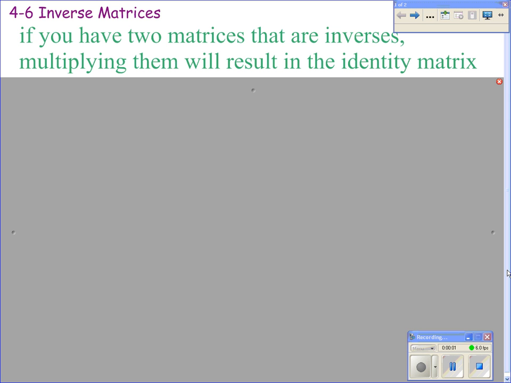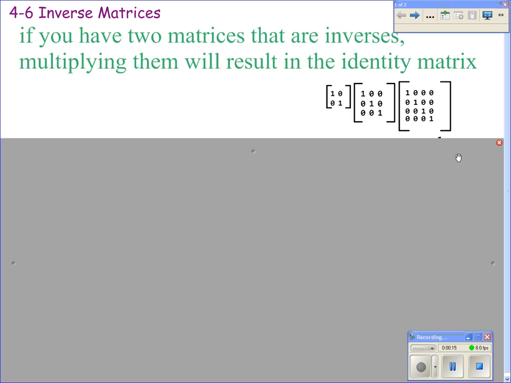All right, last section of the year. So we're looking at inverse matrices. If we have two matrices that are inverses, when we multiply them, we'll get the identity matrix. This is what the identity matrix looks like, and it can be any size as long as there are ones along that diagonal and all the rest are zeros. So there's two things we're going to look at in this section.